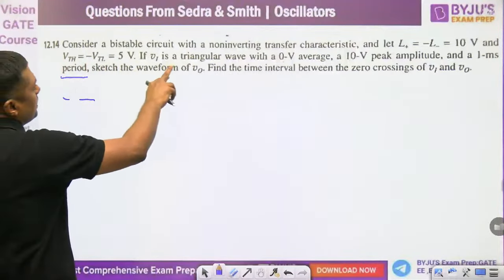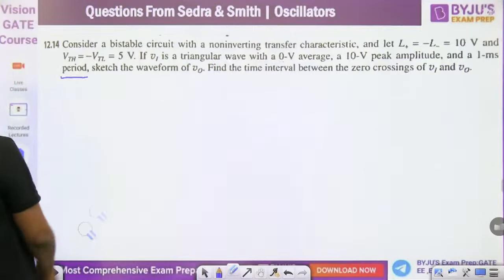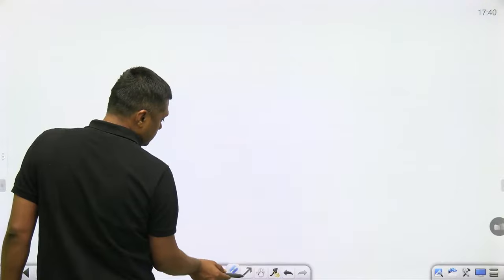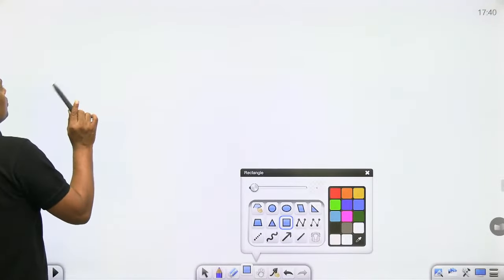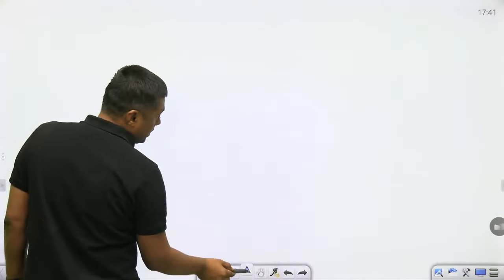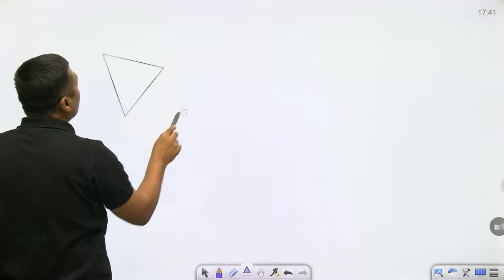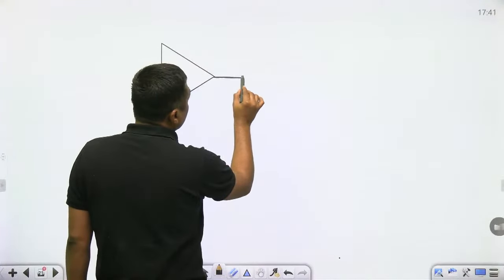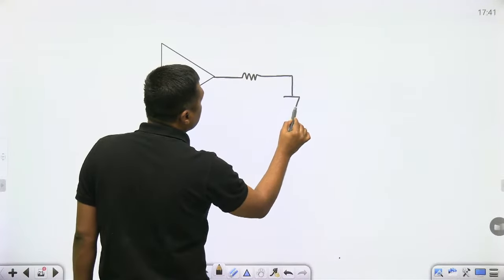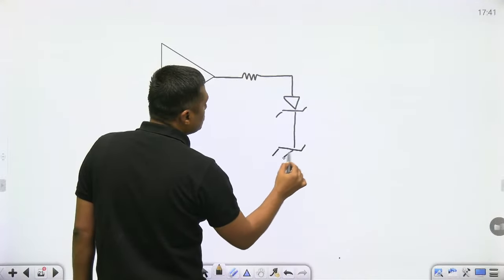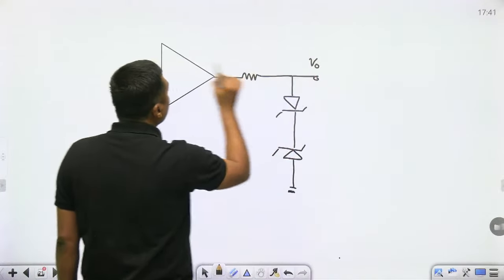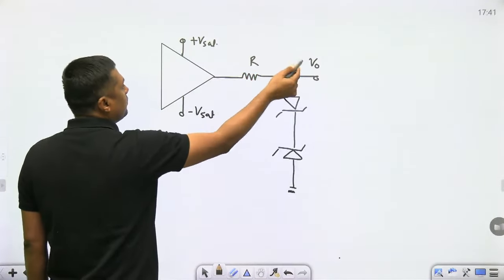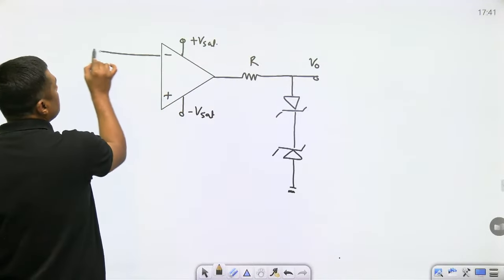Then consider a bistable circuit with non-inverting transfer characteristics. When we are giving input to non-inverting terminal, then watch this type of diagram. In a GATE exam, they will give you the simple language. Don't worry about that, because sometimes that will create confusion. It is a bookish language. So okay, now watch this. Zener diode is connected here, so that we are getting the limited output at this point. Here plus reset, minus reset, no idea. Not required. But because of this Zener diode, we are having a limited output. This is connected to ground.